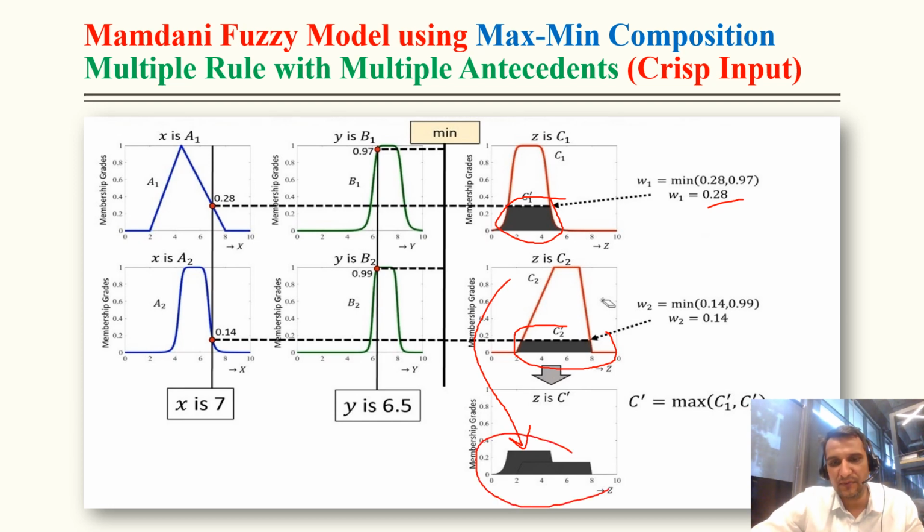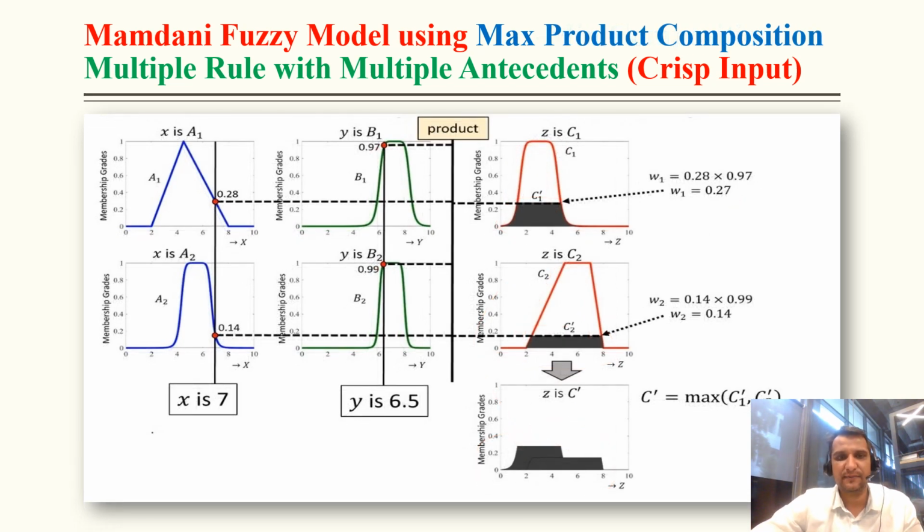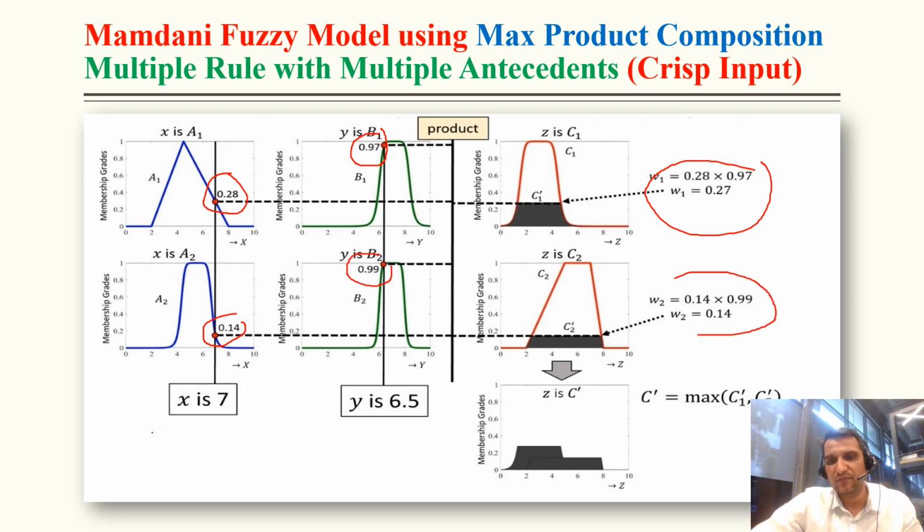So in this way we will calculate. For max product, simply degree of compatibility 0.28 multiplied by 0.97, this comes out to be 0.27, right? In this case 0.14 multiplied with 0.99, so the final answer will be almost 0.14. So this will be our final aggregated value. So in this way we can calculate our final values.